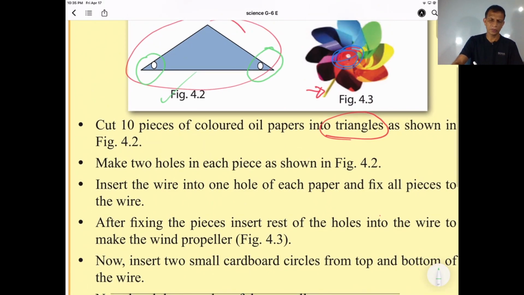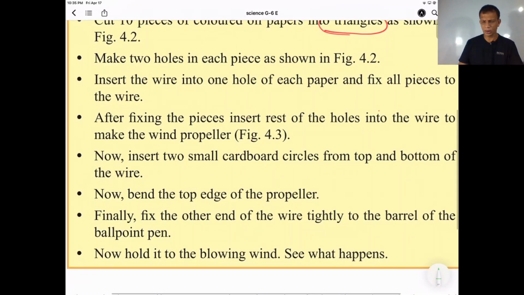So you can put first this part, and after fixing all the papers that you have already cut, put the other end into the wire. Now insert 2 small cardboard circles from top and bottom so that all the papers will fix together firmly. Now bend the top edge of the wire, so that the papers will not go away.